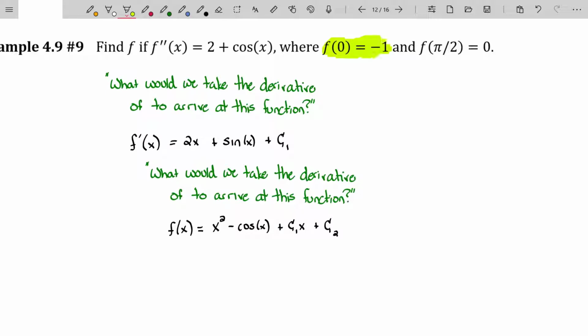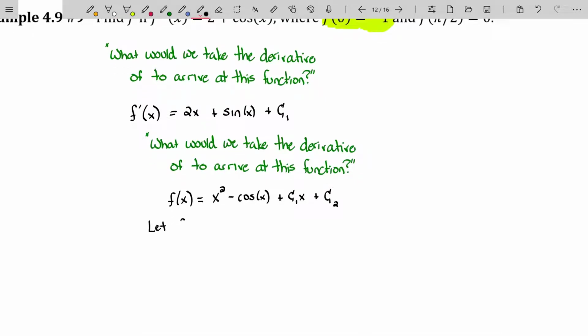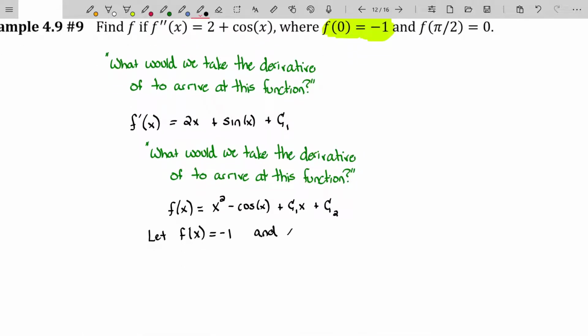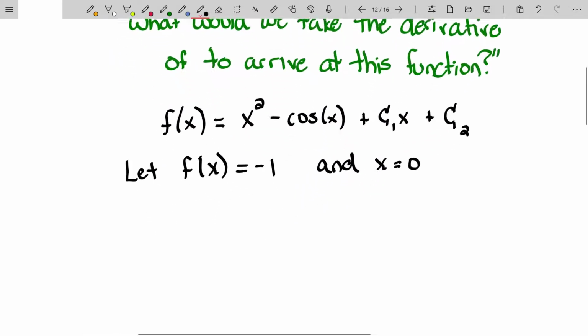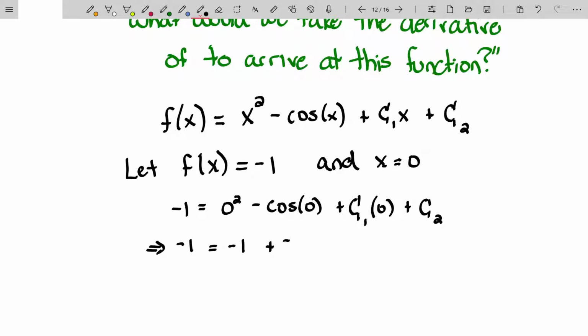They're telling me that when I plug 0 into that function, I should get an output of -1. So let's use that information. So let f of x equal -1 and x equals 0. Let's see what happens. F of x is -1. Our x values are zeros. I'm just writing it in like I would for an algebra class just to showcase kind of what's going on. There's a lot that you're learning right now, so it's understandable. And this becomes -1 is equal to -1 plus c2, or in other words, c2 is 0.